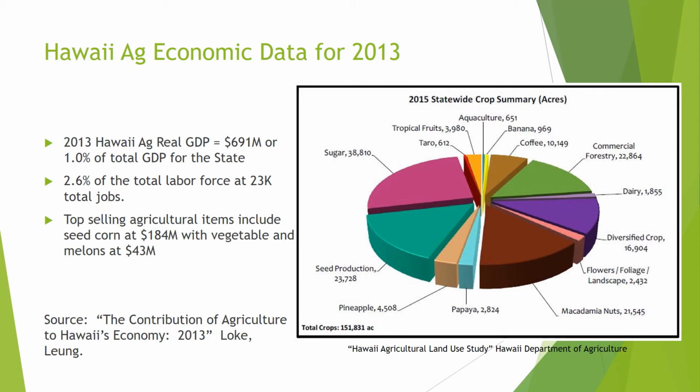And the top selling agriculture items included seed corn at $184 million, with vegetables and melons coming in at $43 million. So this shows the significant impact within the agriculture industry that the seed corn industry has, whereas by far the most top selling commodity in the state. And this information is coming from the contribution of agriculture to Hawaii's economy, as well as Hawaii's agriculture land use study.